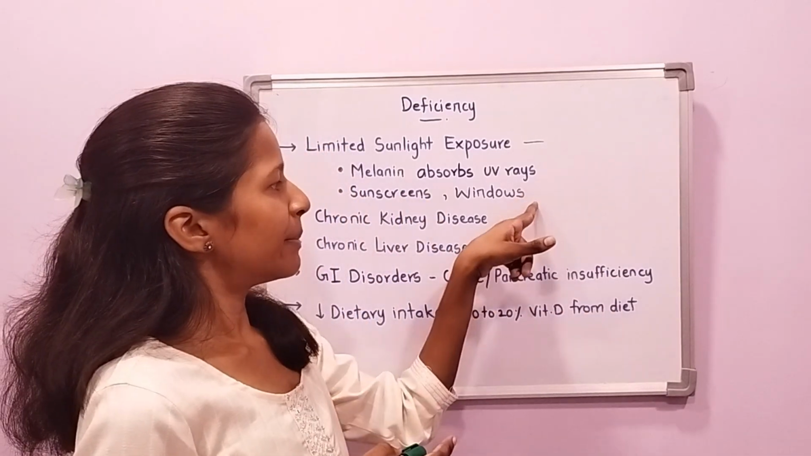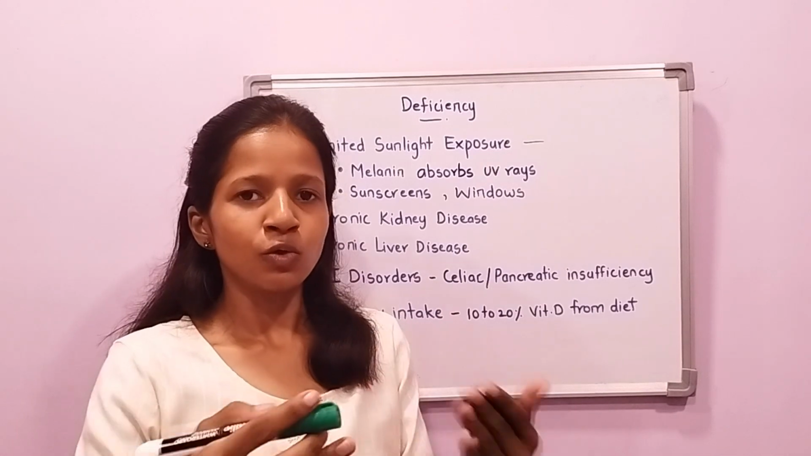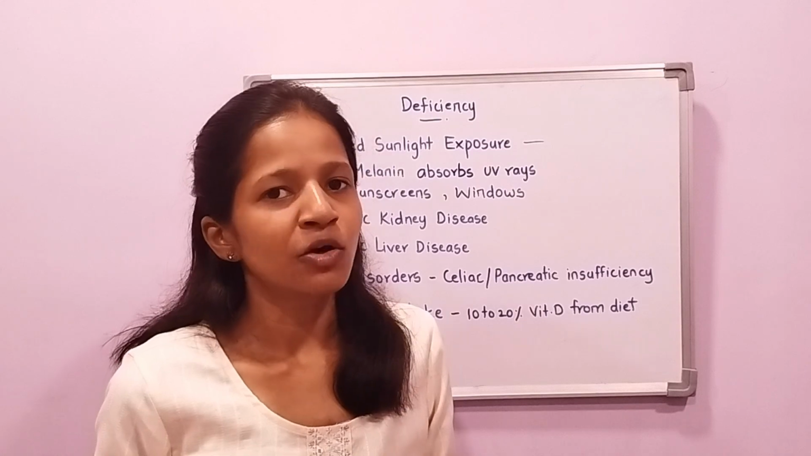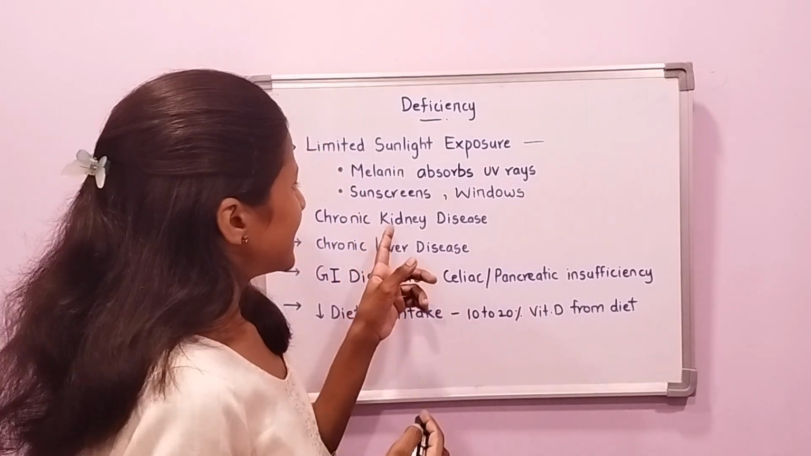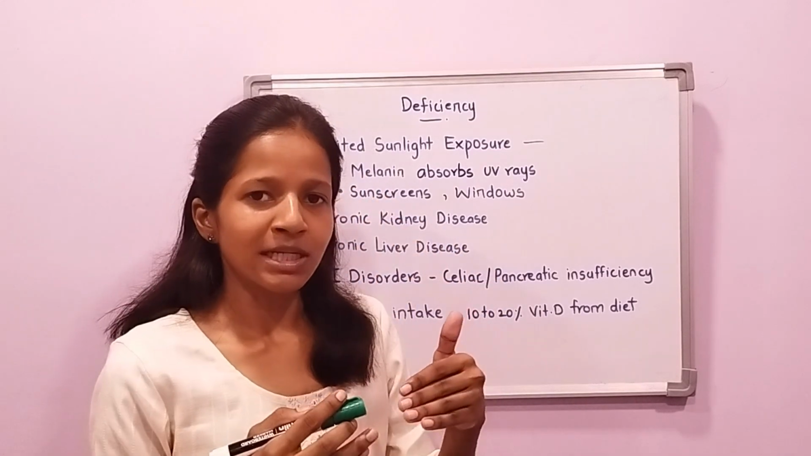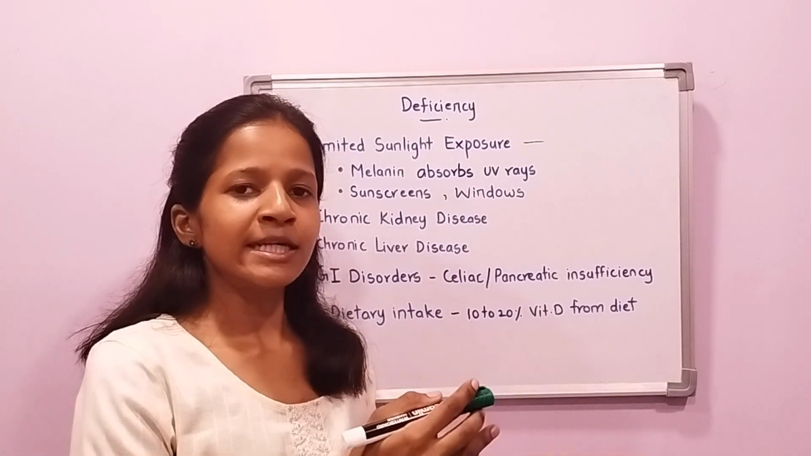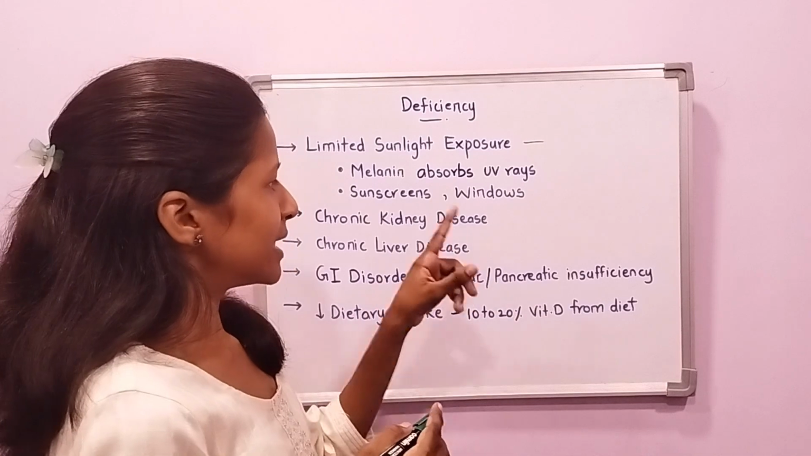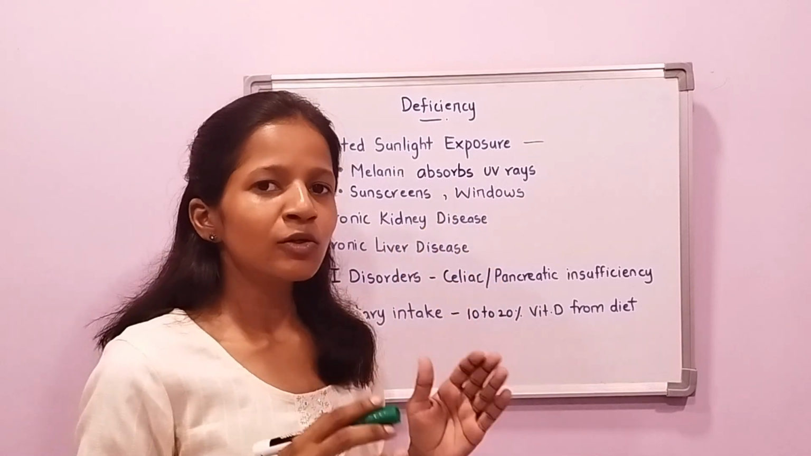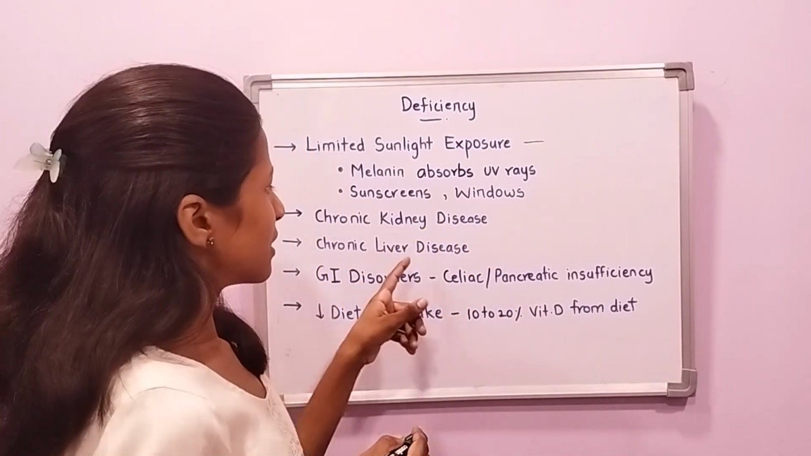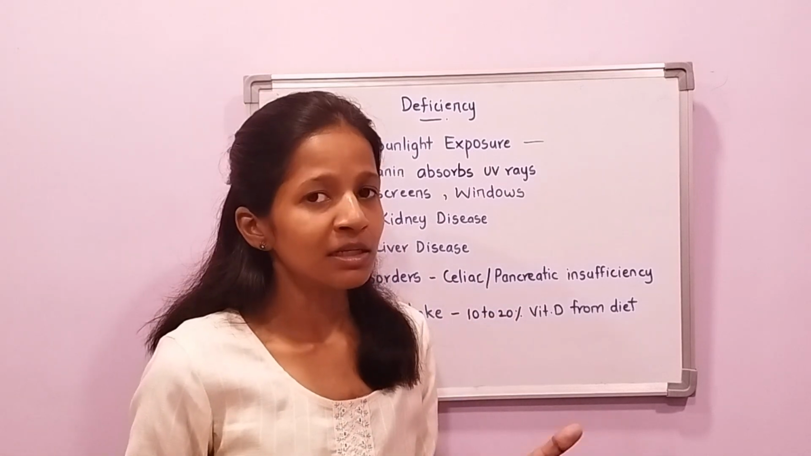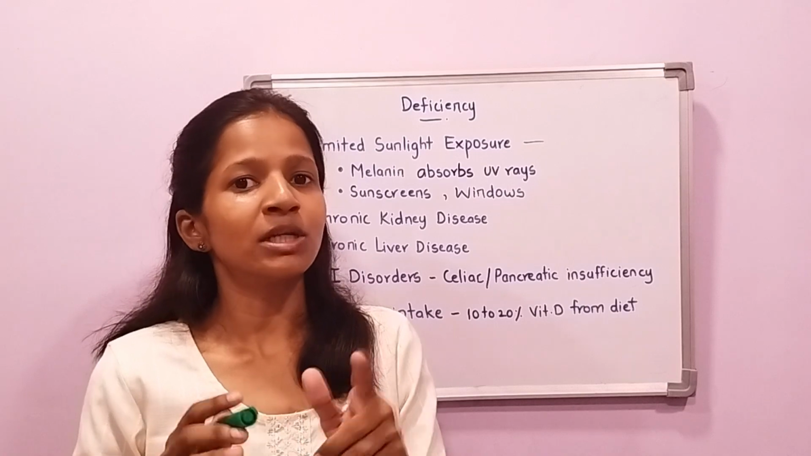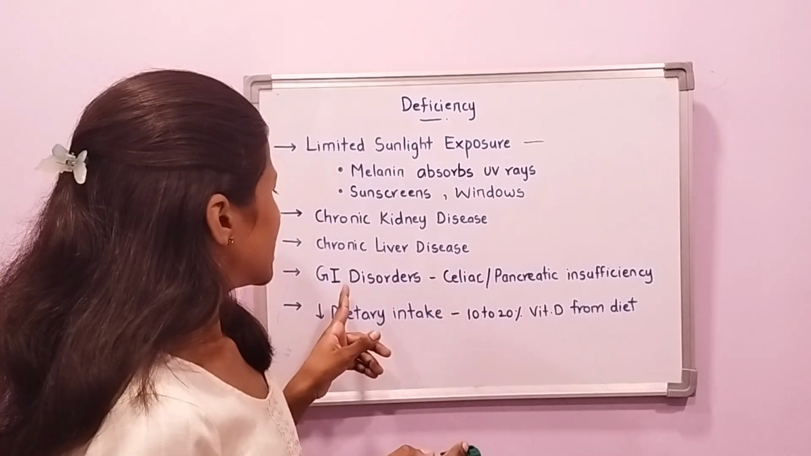And UV rays cannot penetrate through windows. So though sunlight might come inside the room, it does not help in the synthesis of vitamin D. Chronic kidney disease, because the second hydroxylation reaction where calcidiol is converted to the active form calcitriol takes place in the kidneys. So if there are renal issues, that could lead to vitamin D deficiency. Chronic liver disease like cirrhosis or any liver based disorder can lead to vitamin D deficiency because the first hydroxylation reaction takes place in the liver.